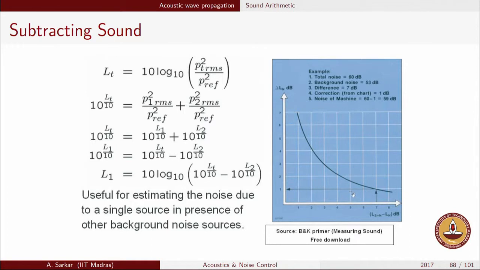So, here is another example using this sort of a chart. Here we had a total noise of 60 dB, that is the background noise together with the machine noise is 60 dB. The background noise was measured as 53 dB. The difference, which is just the arithmetic difference, turns out therefore to be 7 dB. So, 7 dB in turn means, through this correction chart, we get that we have to subtract just 1 dB. So, therefore, the noise of the machine under investigation is 59 dB. In other words, 59 dB plus 53 dB should give us 60 dB, right.